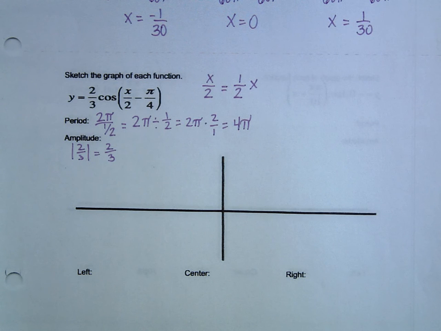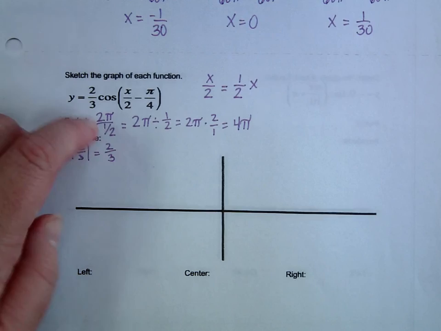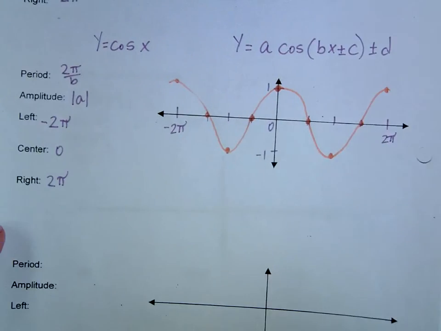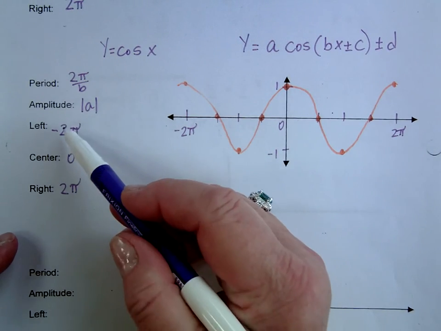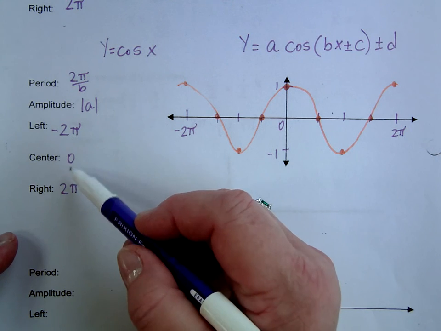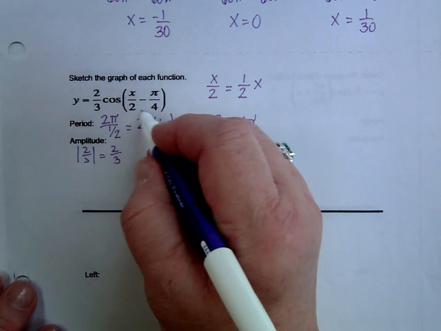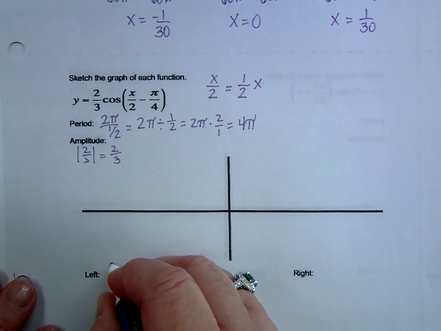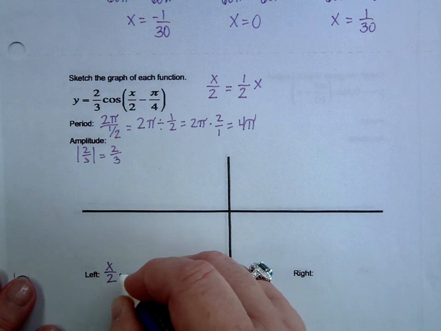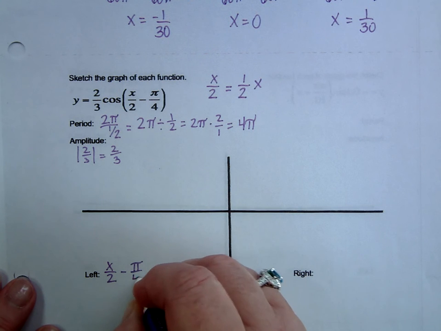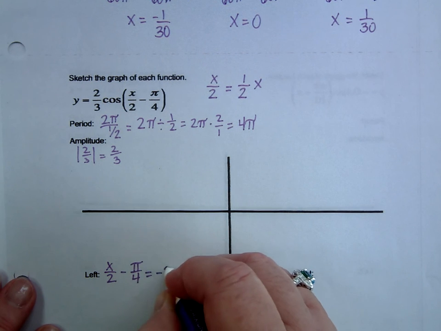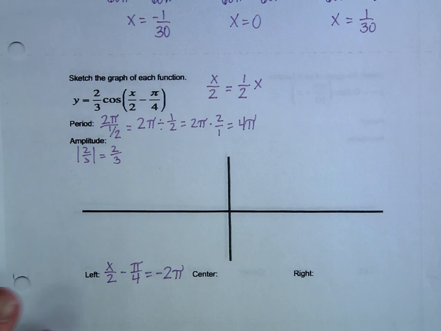All right, here's where it gets a little tricky. Left, center, right. I'm with the cosine graph. Here's my reference sheet: the cosine graph says the left gets set equal to negative 2 pi, center to 0, right to positive 2 pi. Here I go. I'm taking the entire set of parentheses this time. x over 2 minus pi over 4 equals negative 2 pi. And here's your job. Your job is to figure out what x is.